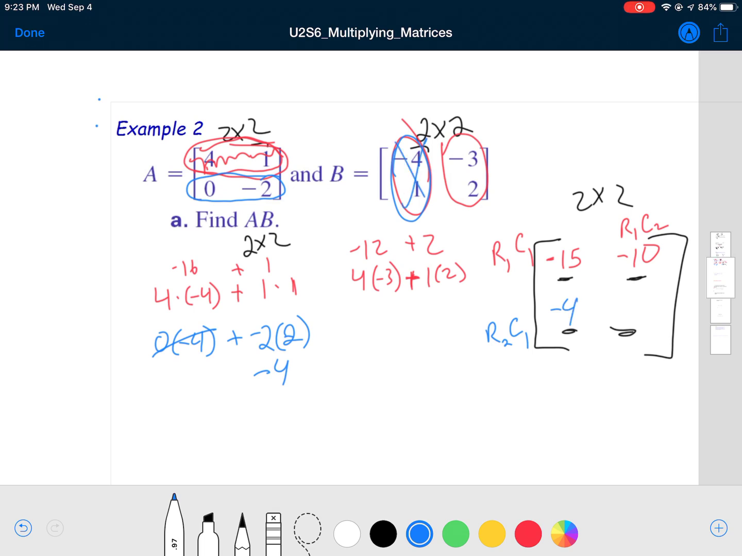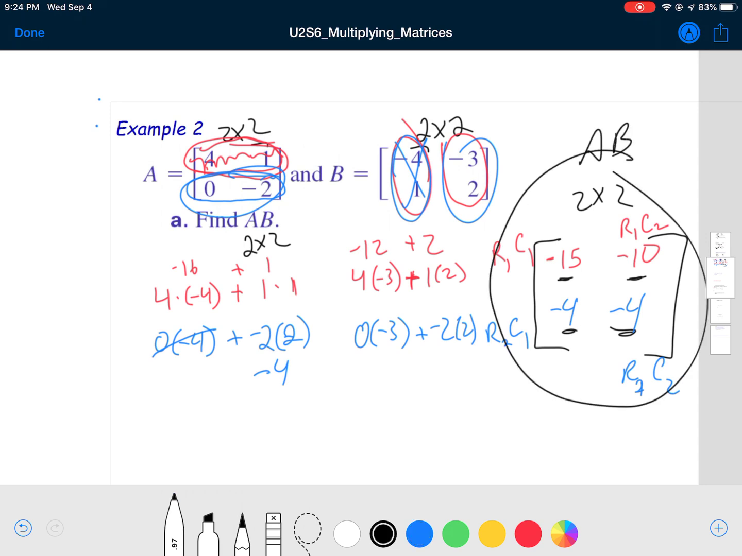I'm done with all my row 1 numbers. So I'm left with row 2, column 2. So row 2 again, and this time column 2. So 0 times -3, and -2 times 2, and that's going to give me -4 as well. And there we have it. The resulting matrix right here would be AB, and that's my 2 by 2.